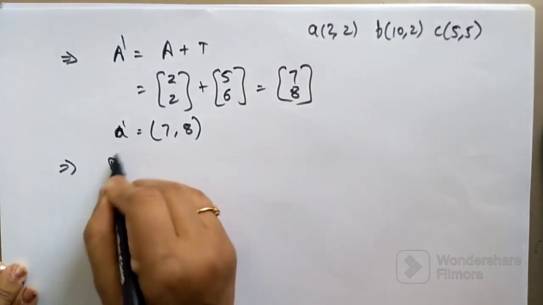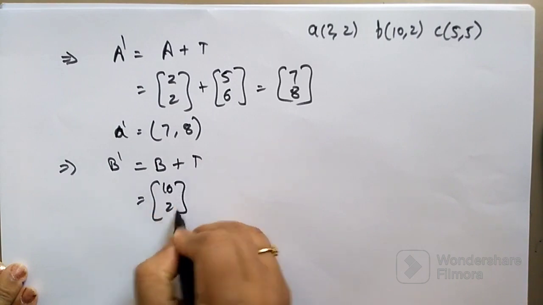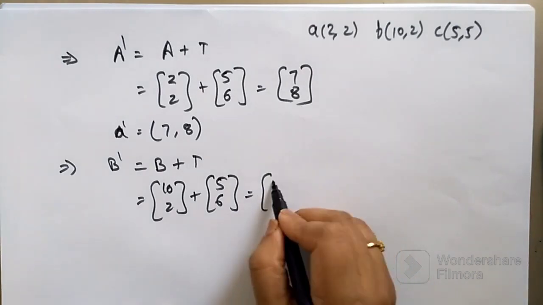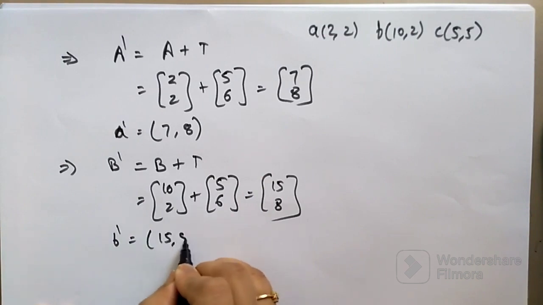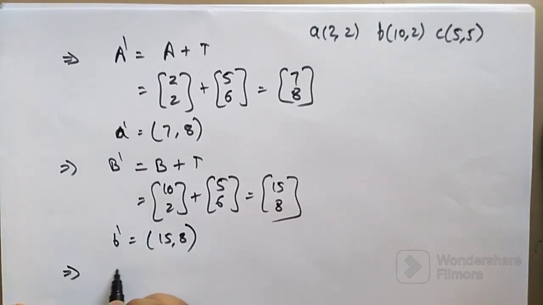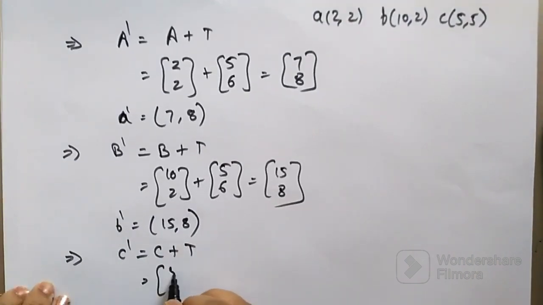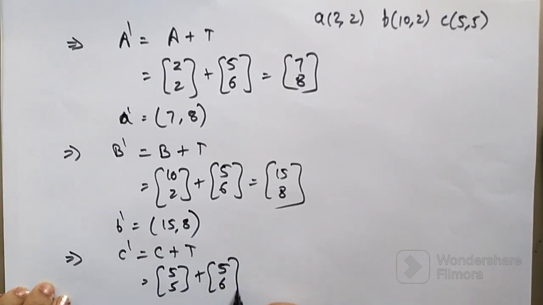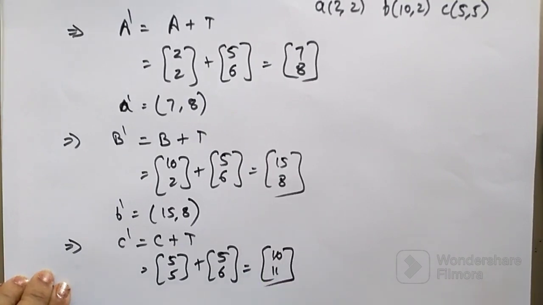In the same way, B dash is equal to B plus T. So what are the B coordinates? 10, 2, and dx and dy 5, 6. You will get the coordinates as 15, 8. So B dash is equal to 15, 8. These are the new coordinates. And C dash is equal to C plus T. Okay, what are the C coordinates? 5, 5, x, y, and dx, dy 5, 6. Okay, so you will get the new coordinates 10, 11. So C dash is equal to 10, 11.